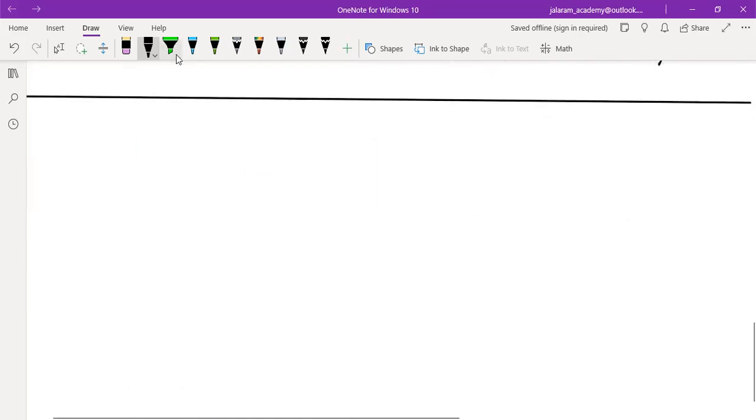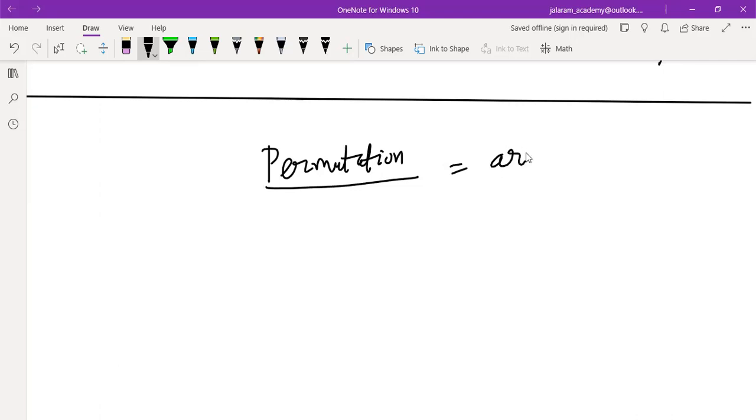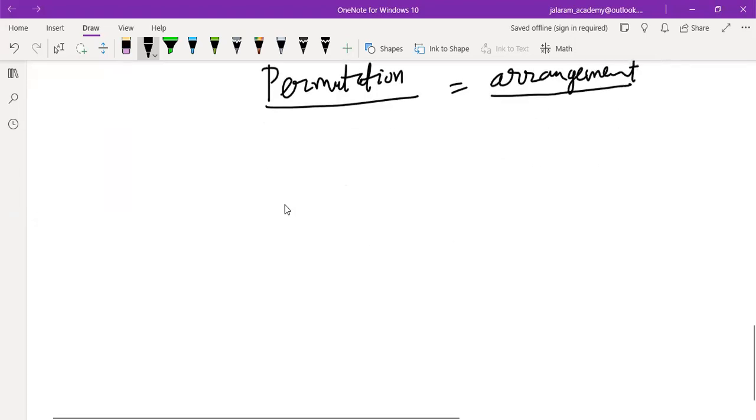So let's now discuss the meaning of permutation. Permutation means arrangement, arranging the data. Like if you want to arrange A, B, C, D, E, look at the arrangement. If we first arrange only 3 letters, A, B, C, how many arrangements are possible?